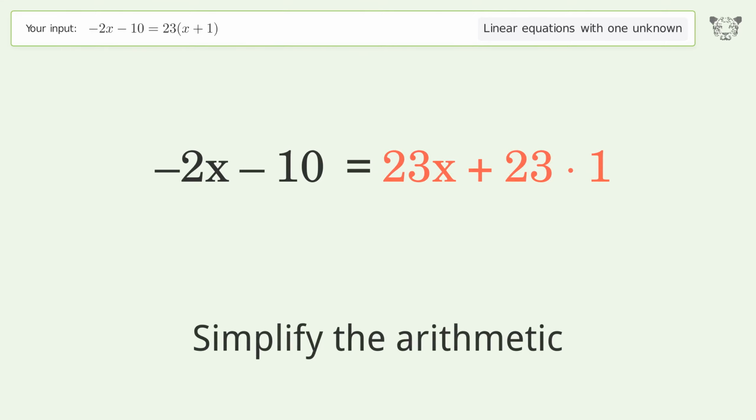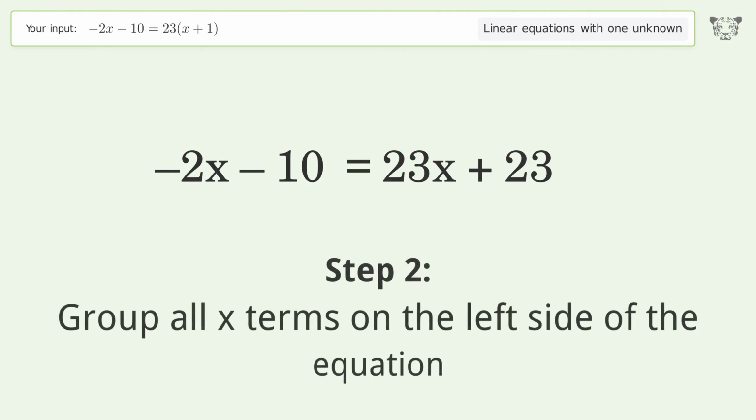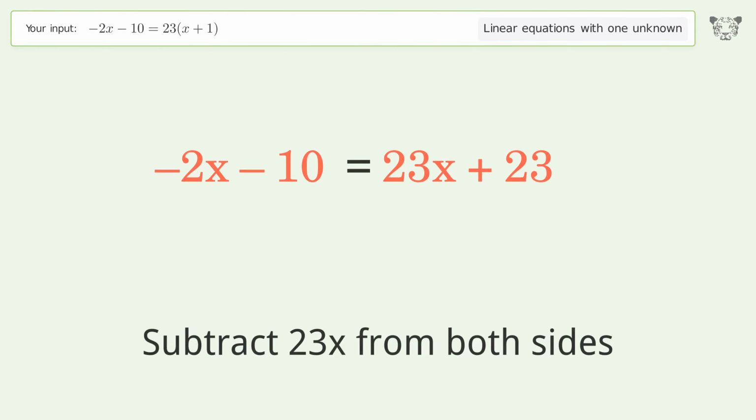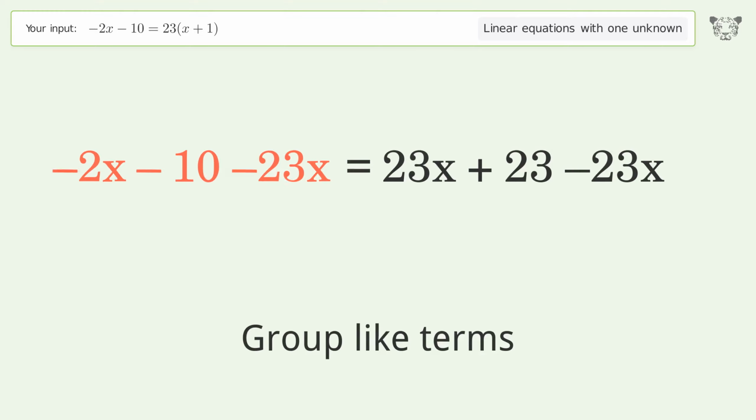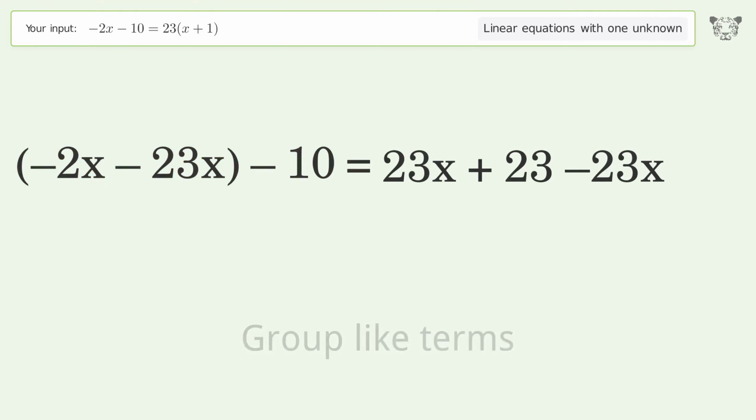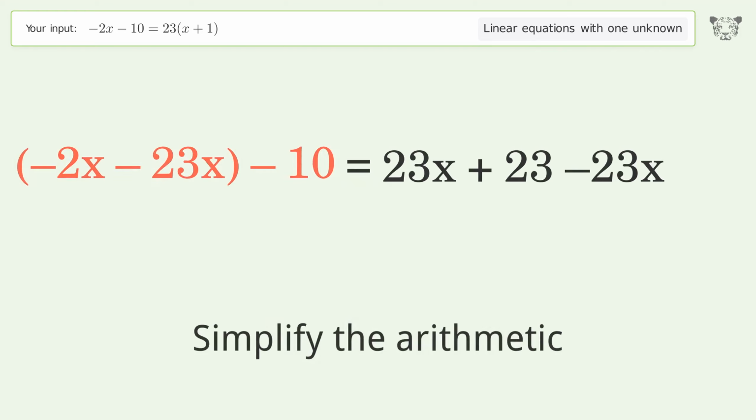Simplify the arithmetic. Group all x terms on the left side of the equation. Subtract 23x from both sides. Group like terms. Simplify the arithmetic.